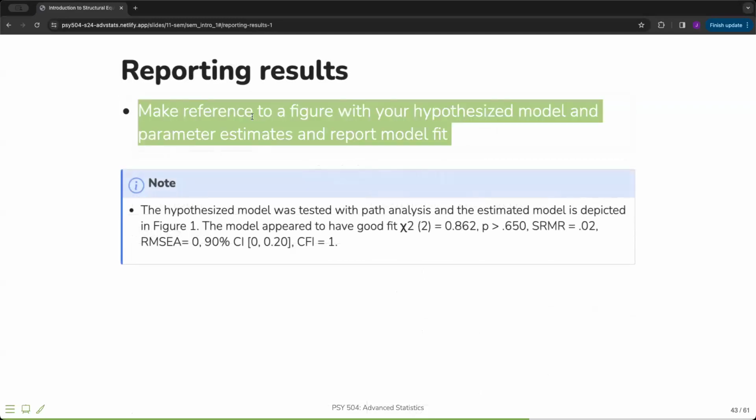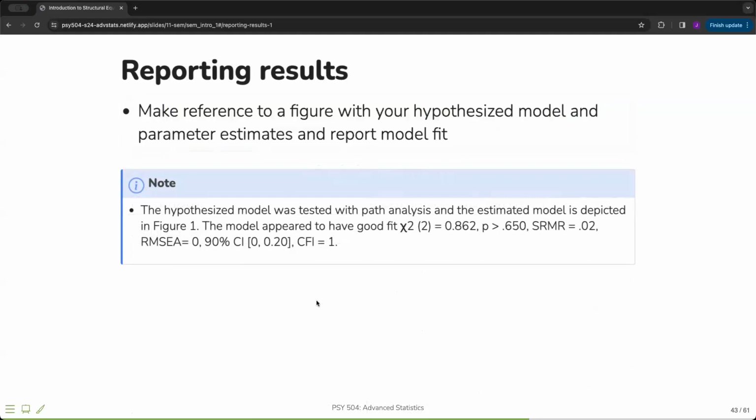So when reporting structural equation models or path models, we want to have a figure that highlights our model, right? But what we also want is to describe our model fit. So I have an example right up here. So the model appeared to have a good fit. We have our chi-square statistic, the SRMR, the RMSEA, and the CFI. So this is an example of how you write that up.